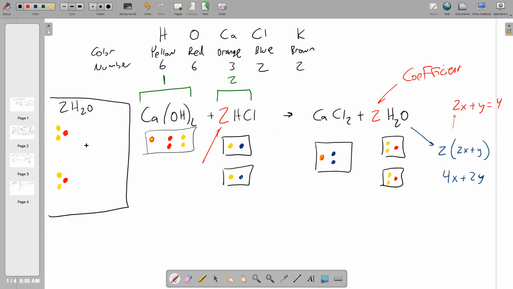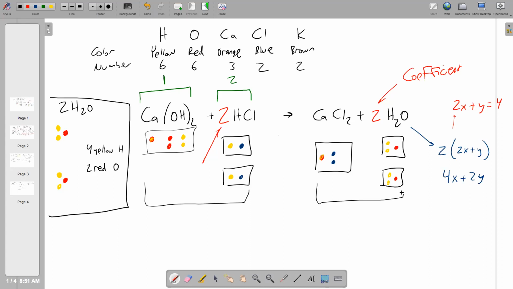So altogether, you have 4 yellows, so that's 4 hydrogen atoms, and then you have 2 reds, so that's 2 oxygen atoms. And as you work your way through, you'll see that just like in the example I did here, if you draw them as colored dots, the number of colored dots that you have for reactants, that's all of these, should be the same as the number of colored dots you have for products.